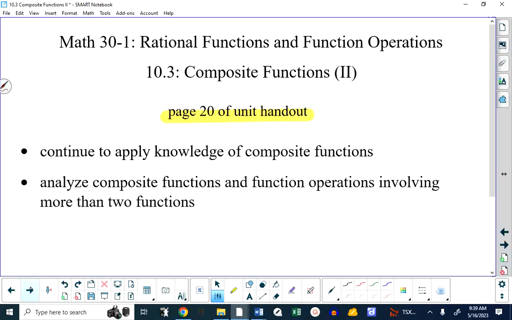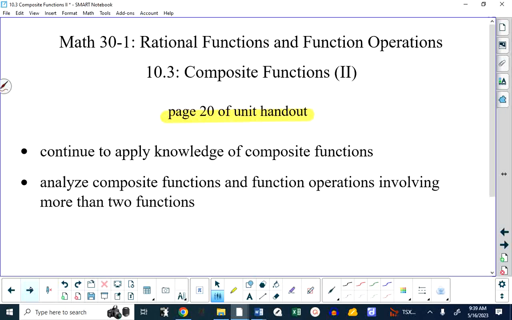So we're looking at page 20 of your unit handout. This is the final lesson in this unit. There's nothing really new we're learning. We're just, I suppose, expanding our horizons in terms of types of questions and complexity of questions. So we're going to continue to work with composite functions, but we're also going to be combining compositions with operations.